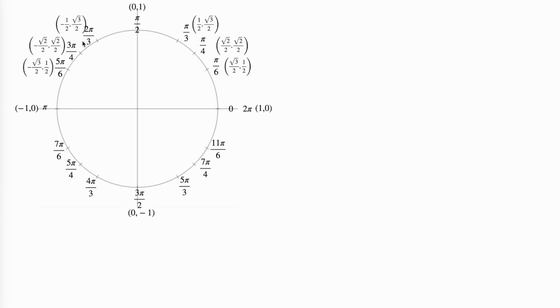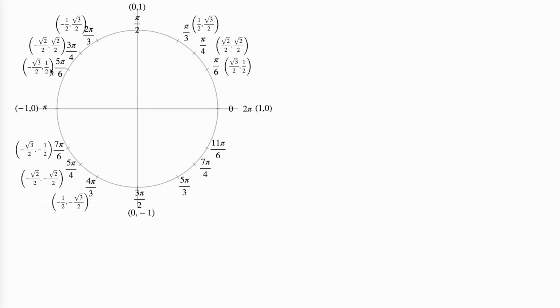If we translate down this way, well, the y's are going to become negative. Both x and y's are going to be negative. Instead of 5 pi over 6 giving us negative root 3 over 2, positive 1/2, it's going to be negative root 3 over 2, negative 1/2. And this one is negative, negative as well. This one's going to be negative, negative as well. Negative 1/2, negative root 3 over 2. This one, instead of being negative root 2 over 2, positive root 2 over 2, it's going to be negative root 2 over 2 and negative root 2 over 2.